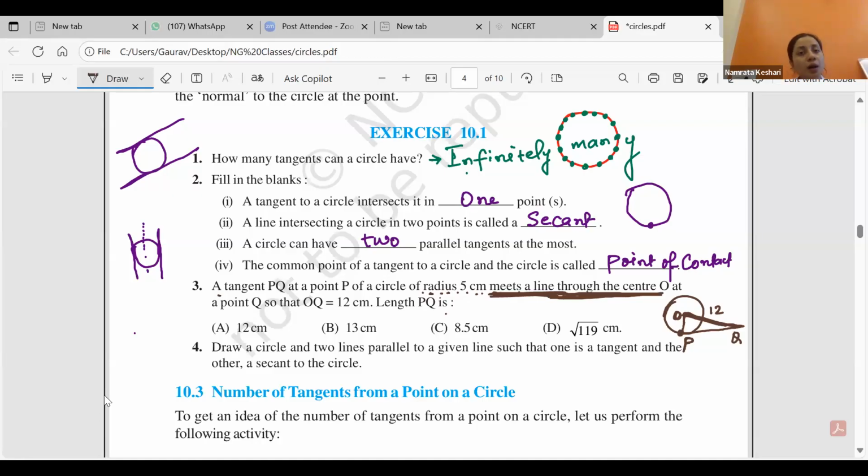Okay, at a point Q. Now we are getting clarity that we have to connect O and Q. Okay, here it is also given that OQ is 12. Okay, this is the figure.